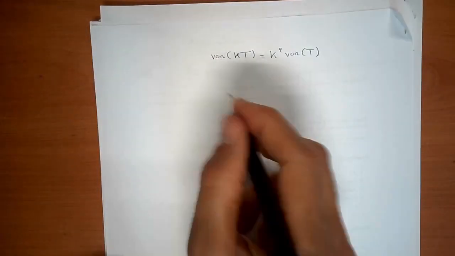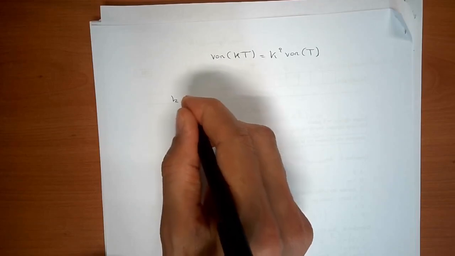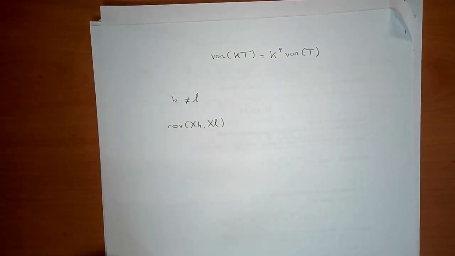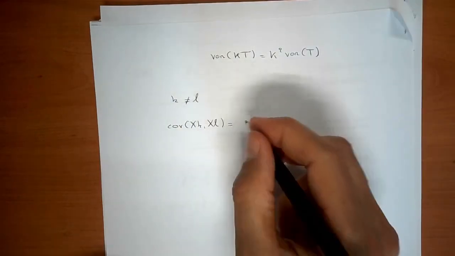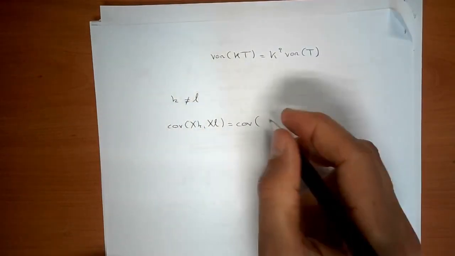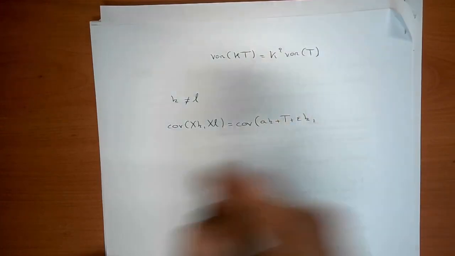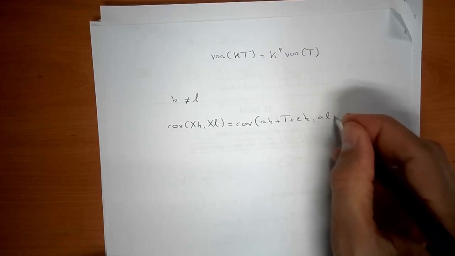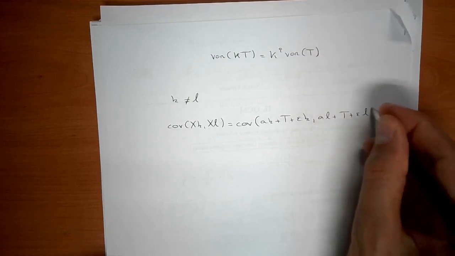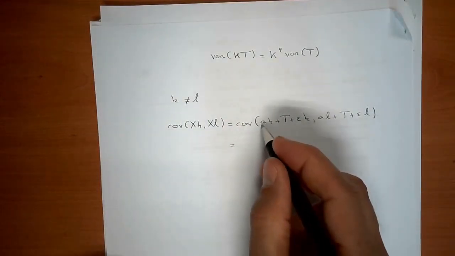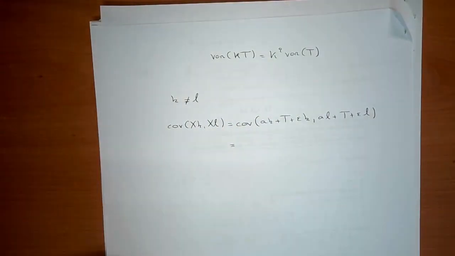So let's take two questions, k and l, and assume that they're different, all right? So what we can do is compute the covariance of xk and xl. Okay, well, let's just substitute. This is the covariance. What's xk? Well, it's ak plus t plus epsilon k, and xl is al plus t plus epsilon l. All right, so this is the covariance of two sums, so we can split apart. The constant part here, ak and al, drop out.